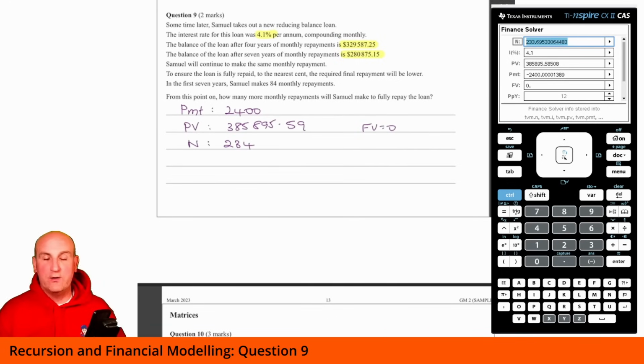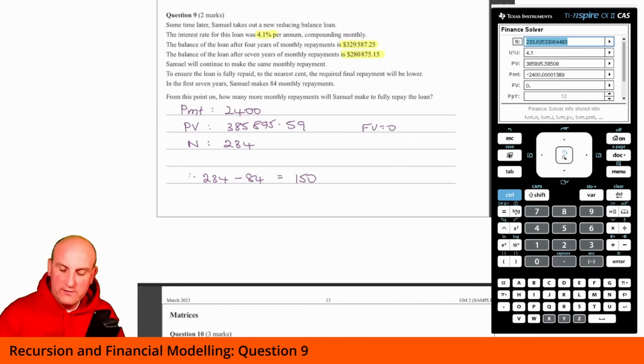Now it's 2 marks, guys. You've got to give the examiner something to mark. So that was the best I could come up with. Is N my answer? No, because it wanted to know how many more payments were made after the 7 years. So therefore, 234 minus 84 gives me 150 payments. Ka-ching. There we go. That's the end of that one.